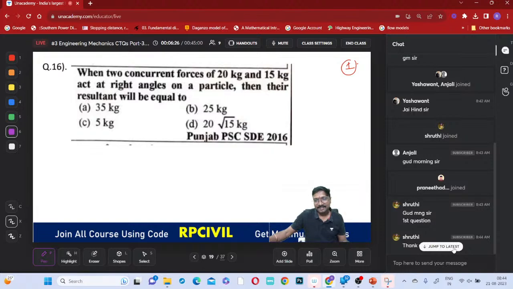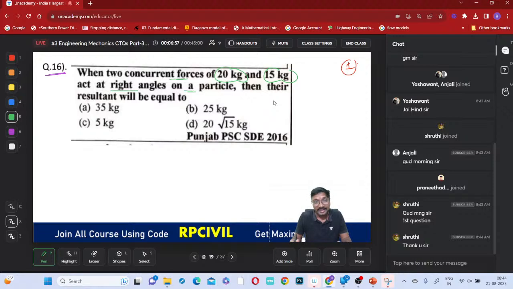Right, yeah, this is the first question for today. When two concurrent forces of 20 kg and 15 kg are at right angles on a particle. What is the meaning of concurrent forces? Tell me. Concurrent forces means that these forces are acting at a single point, or at different points? These forces are acting at a single point only, no? Yes or no?